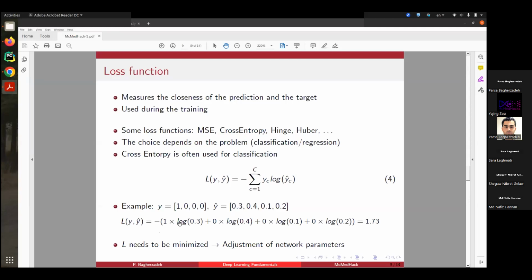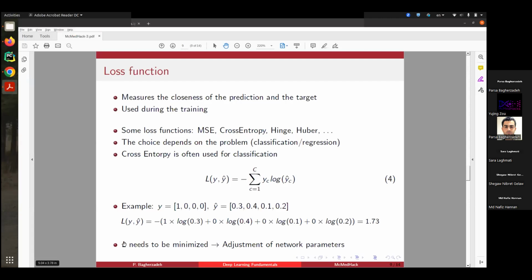Okay, 1 times the log of 0.3, 0 times the log of 0.4, 0 times, and so on and so forth. So the summation of all of this is minus 1.73. And since it makes sense that our loss and error would be positive, we multiply this by -1, such that we have a positive number. So we calculated the loss. We have 1.73 loss. The value of loss is 1.73.